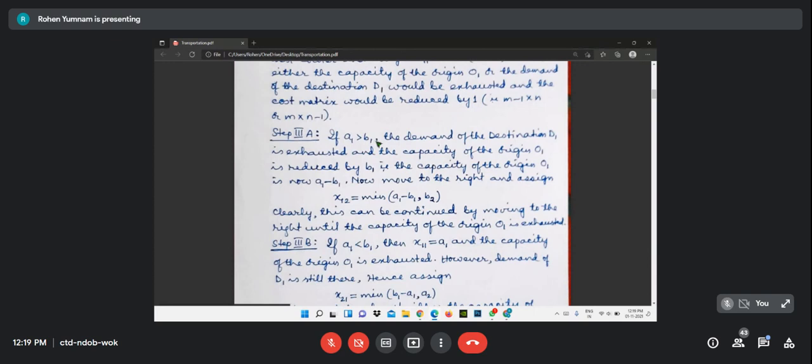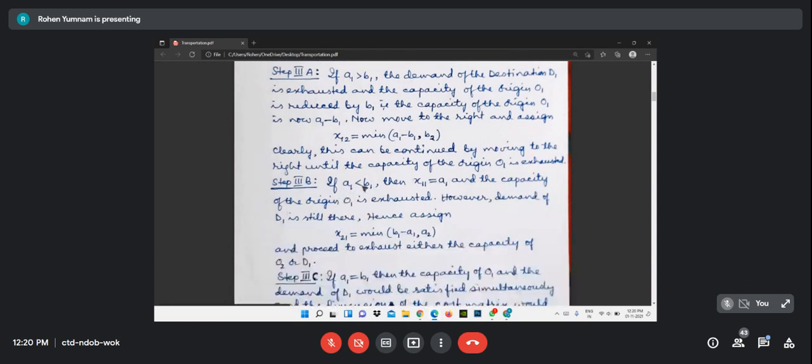If A1 is greater than B1, the demand of the destination D1 is exhausted and the capacity of the origin O1 is reduced by B1, that is, the capacity of the origin is now A1 minus B1. Now move to the right and assign X12 equal to the minimum of A1 minus B1 and B2. Clearly, this can be continued by moving to the right until the capacity of the origin O1 is exhausted.